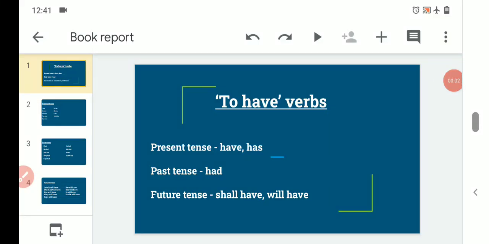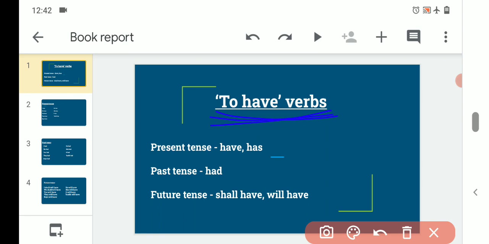Dear scholars, through this video I am going to explain the usage of various forms of to have verbs. Already we have gone through to be verbs and to do verbs. So here we have to see which are the various forms of to have verbs and how they are used according to different tenses. So here below are all of them.